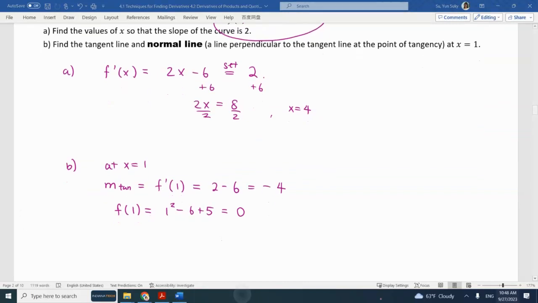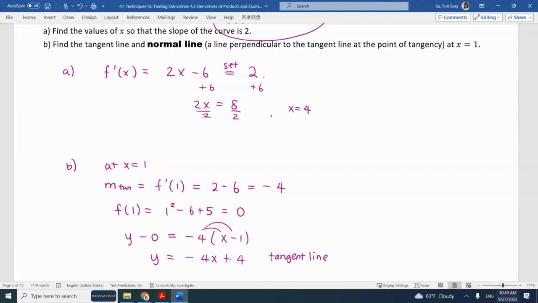So what is the point-slope form? Gabby, y minus 0 equals, the slope is 4 or negative 4? Yeah, negative 4, times x minus 1. Oh, you see? We got y equals minus 4x. And when you distribute, what happened? Plus 4. So this is the tangent line.